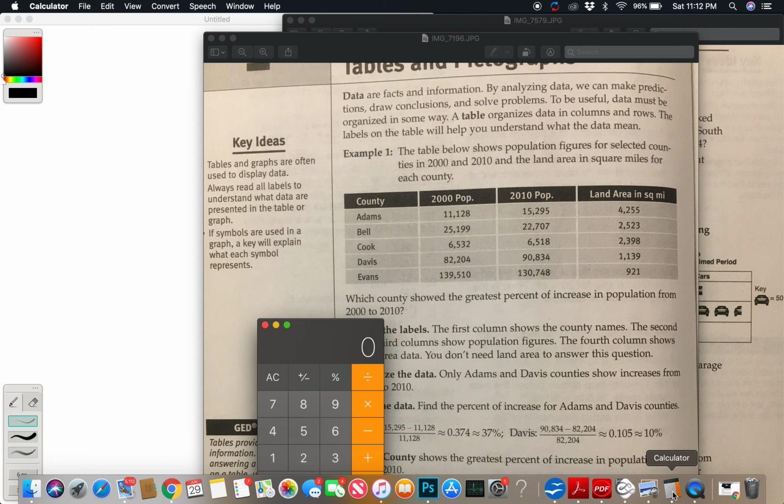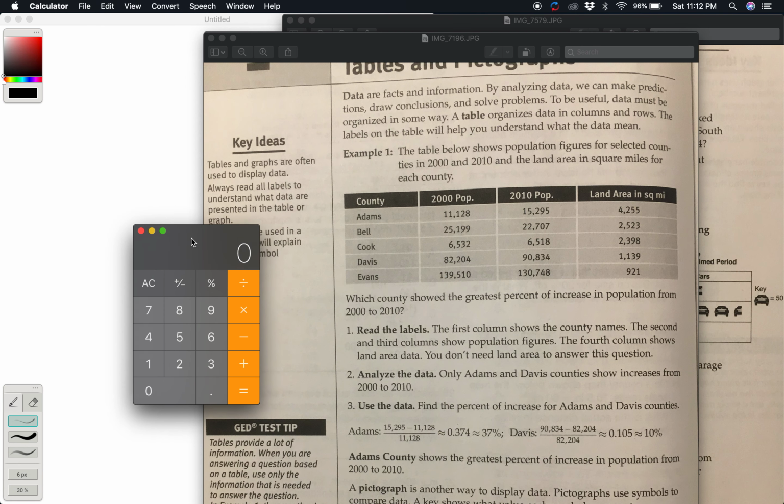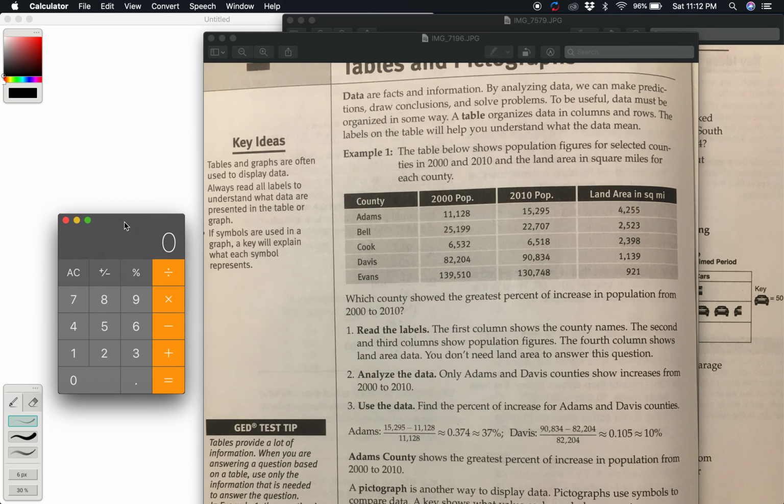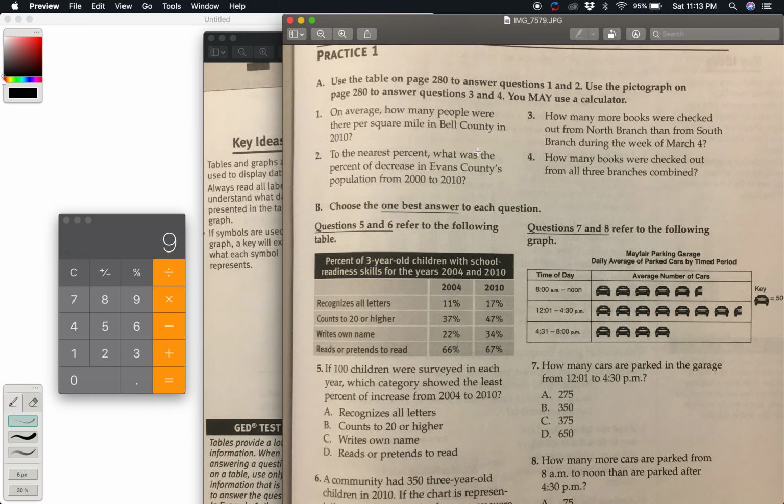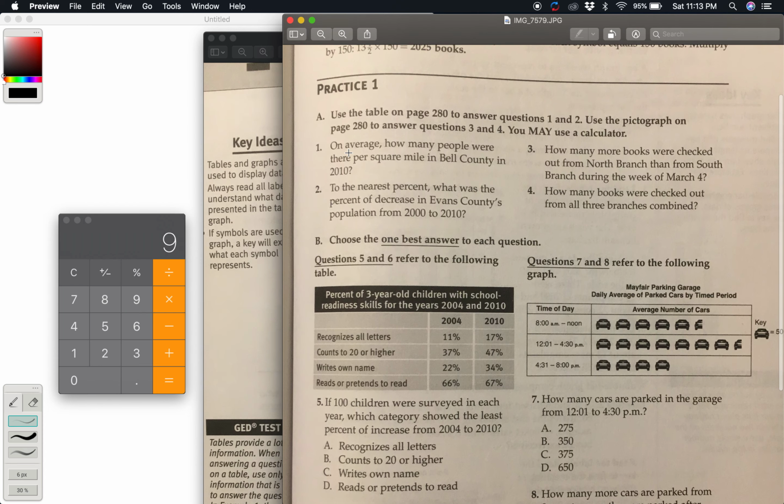So what we need to do is divide. When you're finding averages or a question like this, you divide the 2 numbers. So 22,707 divided by the square miles, which is 2,523. That equals 9. So the answer for number 1 is 9. There's 9 people per square mile.